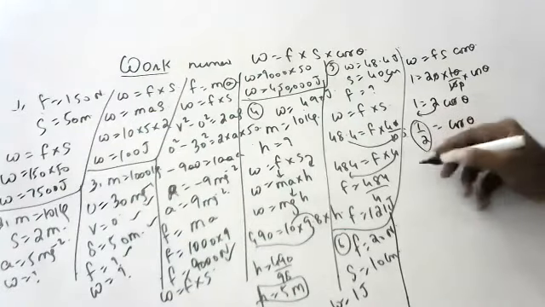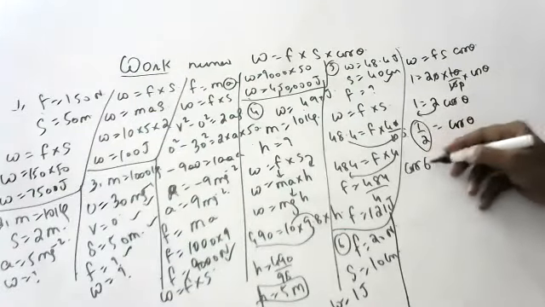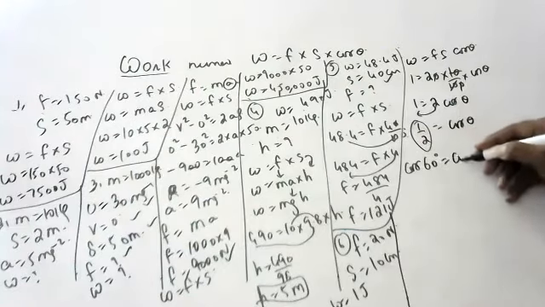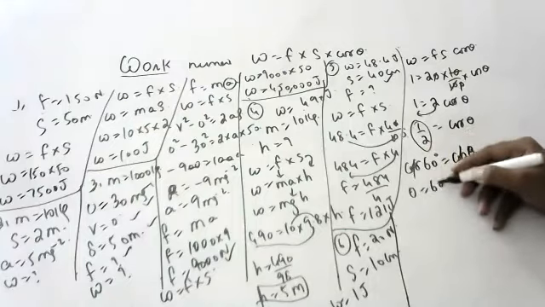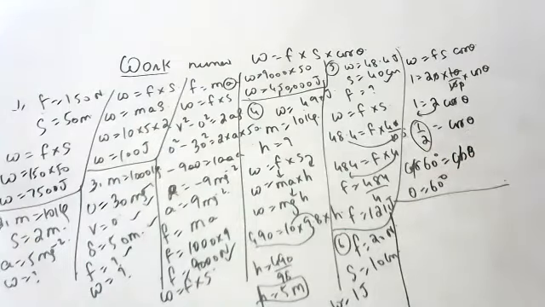1 by 2 is how much? Cos 60. Cos 60 is 1 by 2. So theta is 60 degrees, which is the angle between force and displacement. Mute your audio. Next, Vikram.